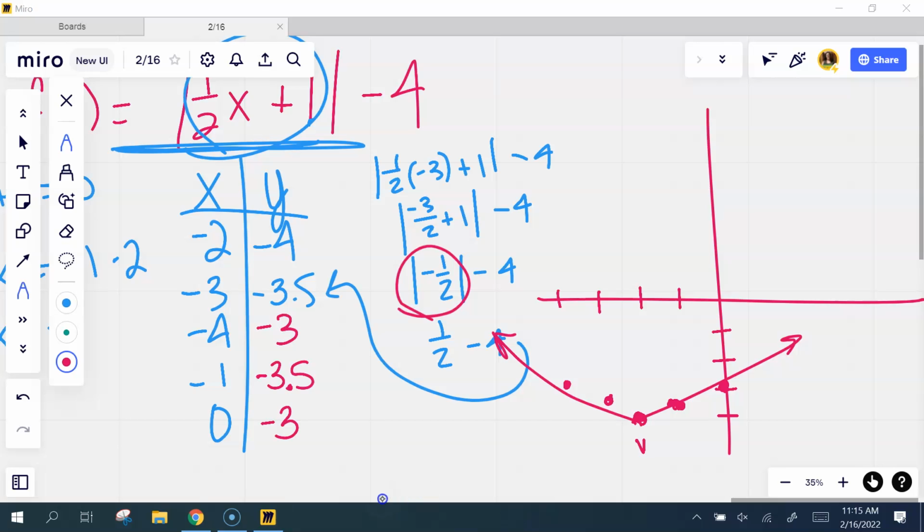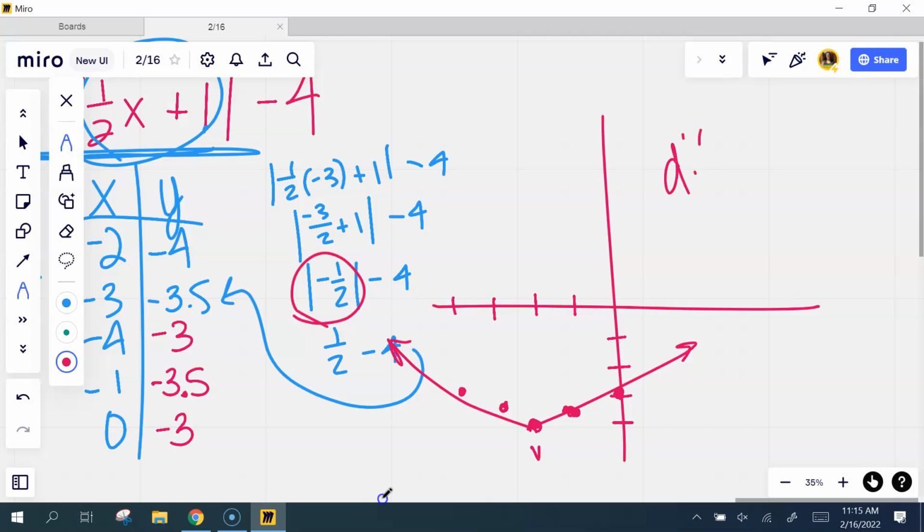What's the domain here? What's the range?